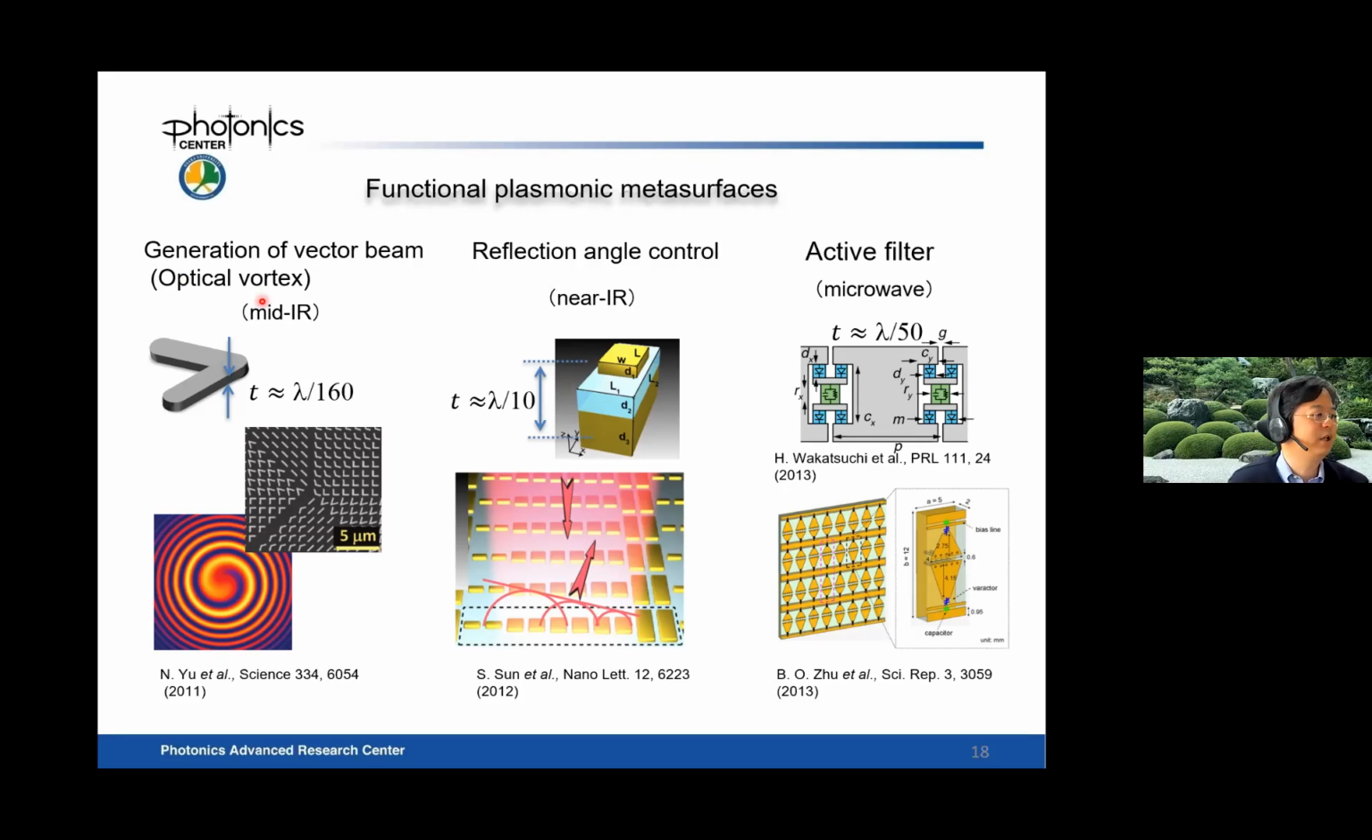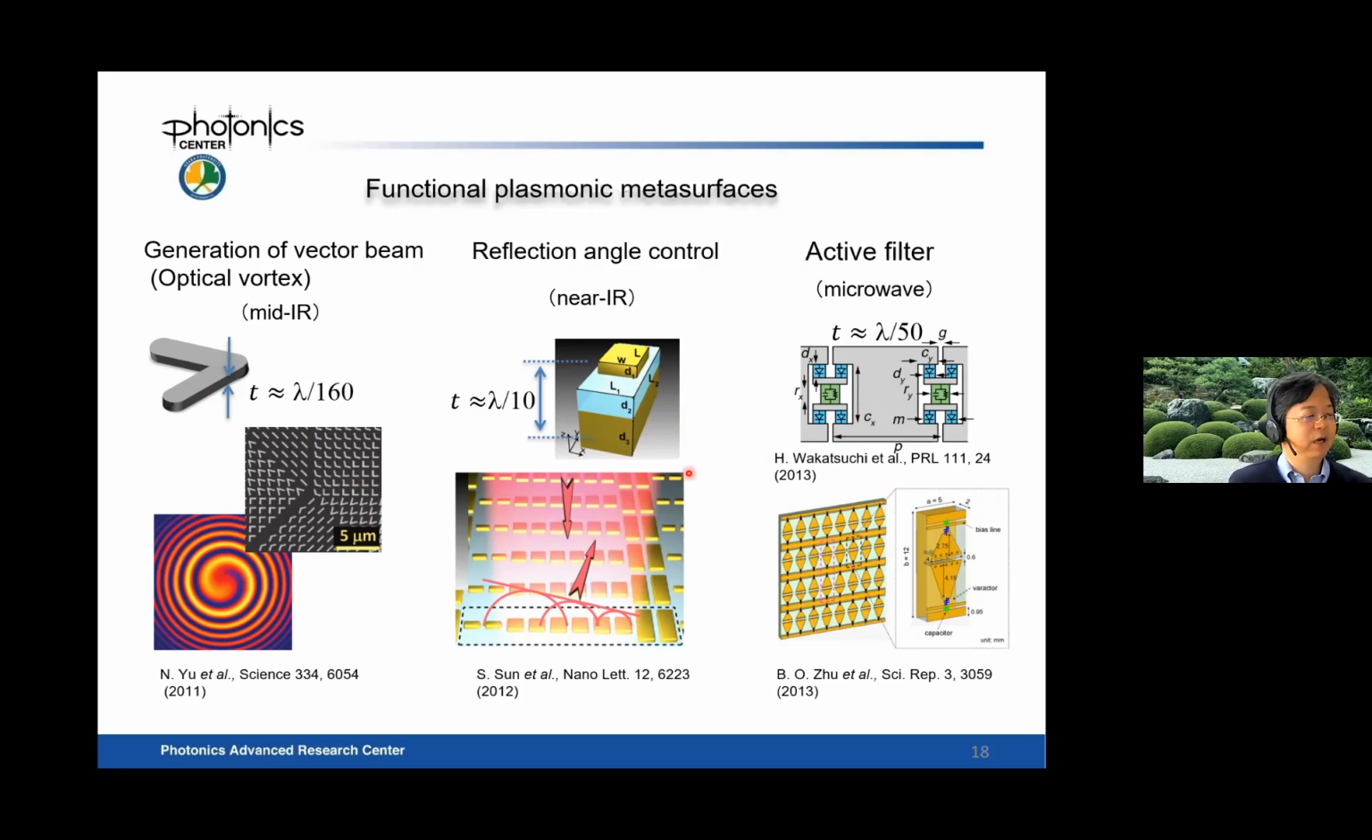For example, the generation of a vector beam. This is a complicated arrangement of V-shaped antennas, and this metasurface generates an optical vortex like this. This is a very interesting application. This is a simple example, a simple reflection angle control. This kind of linearly changing metal structure diffracts the light into different directions in the reflected light.